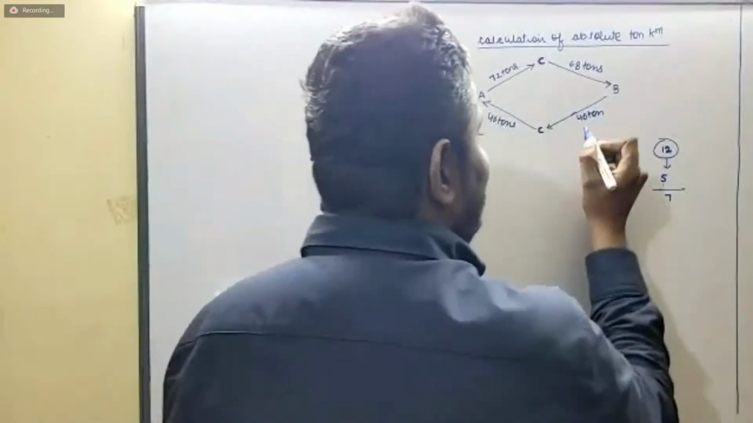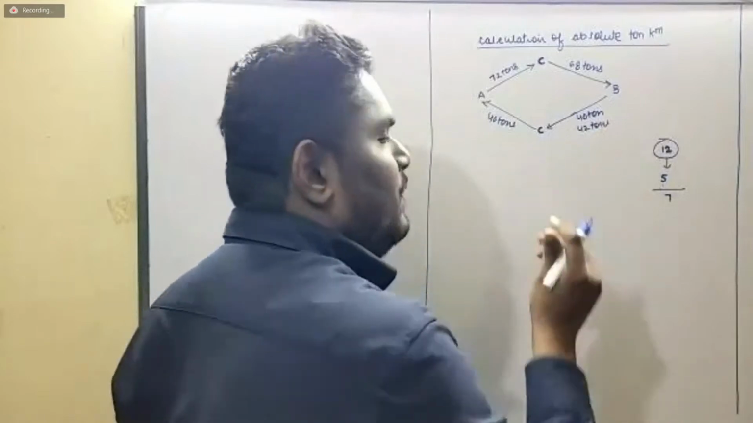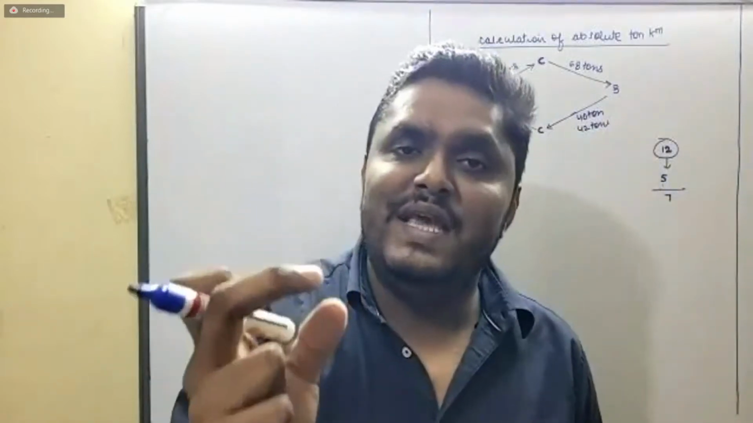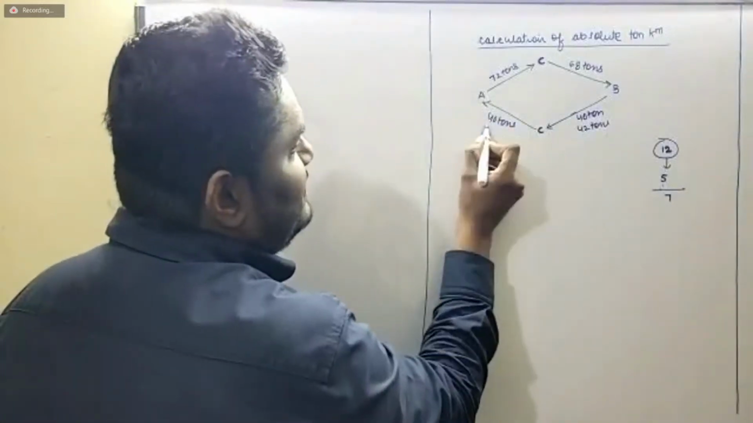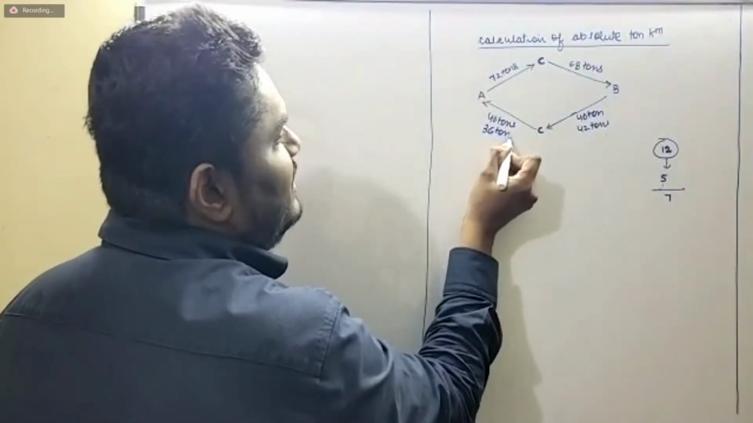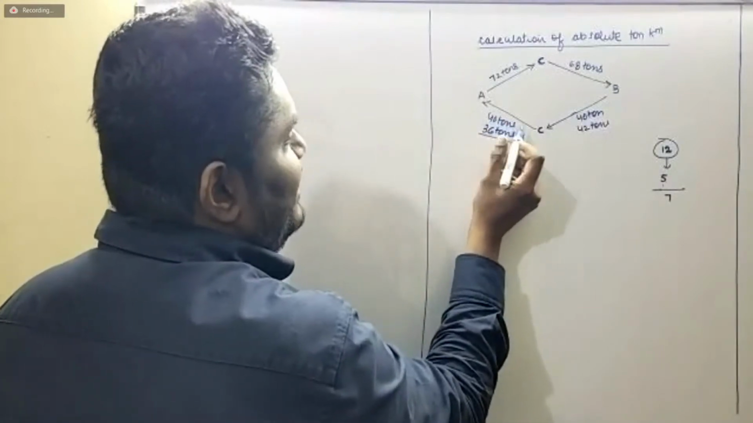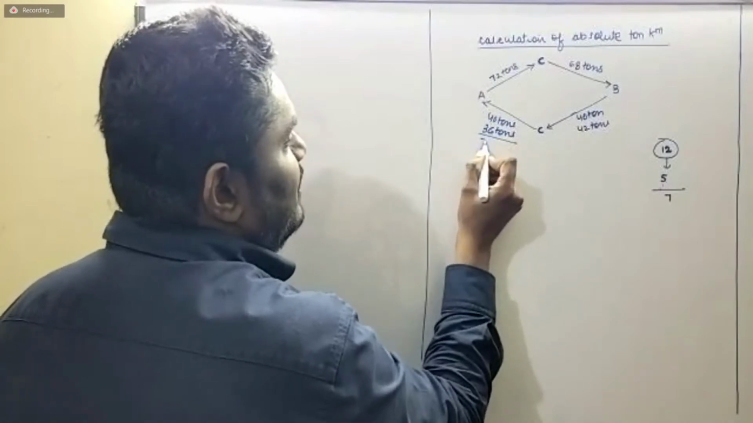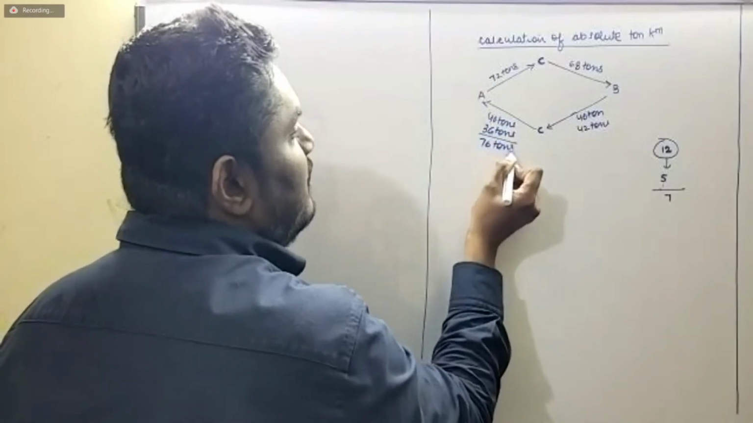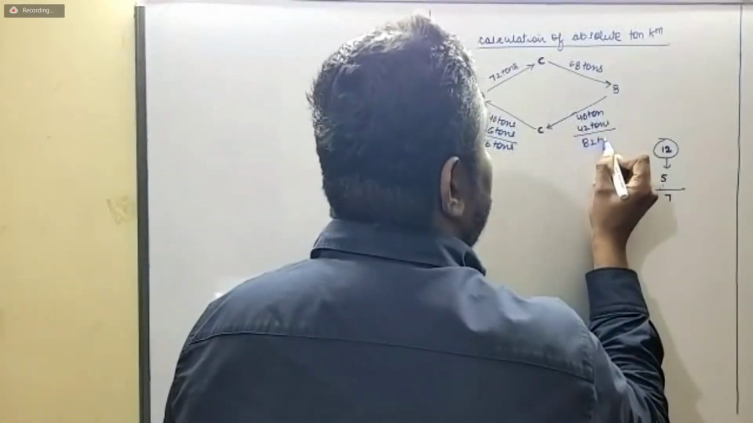So 7 into 6, 42 tons were transported from B to C. However, 6 tons were unloaded at city C. So it means 36 tons were transported from city C to A. So the total number of tons transferred from city C to A is 76 tons. And from B to C, it is 82 tons.